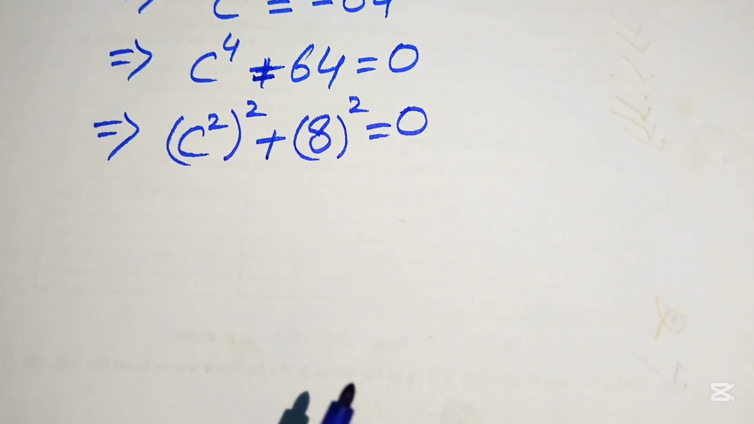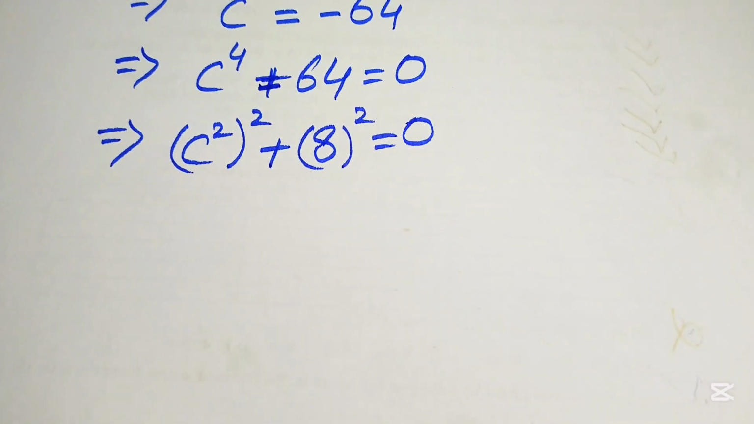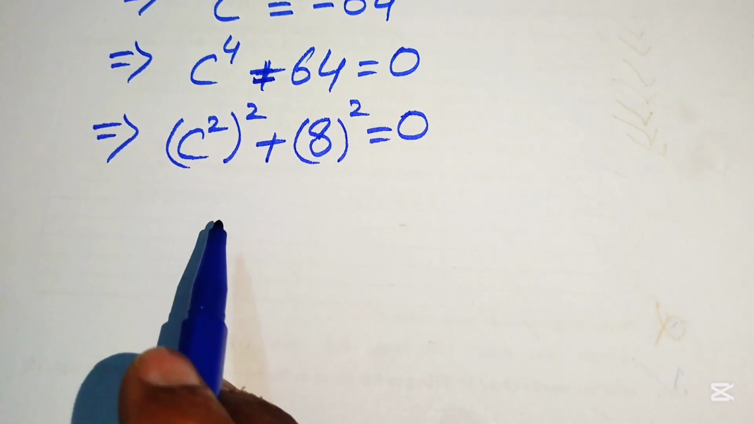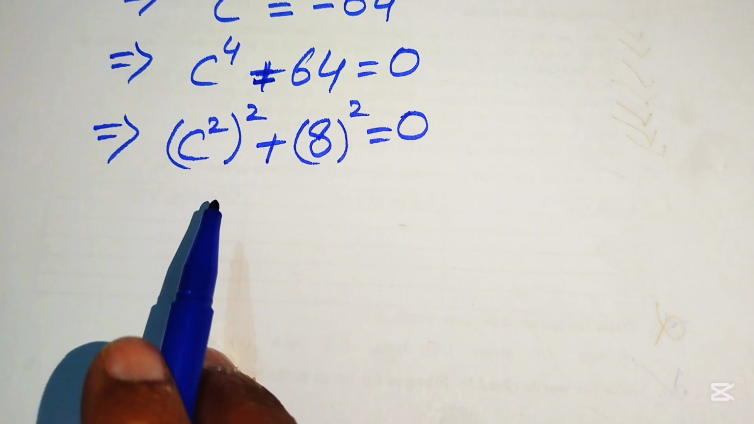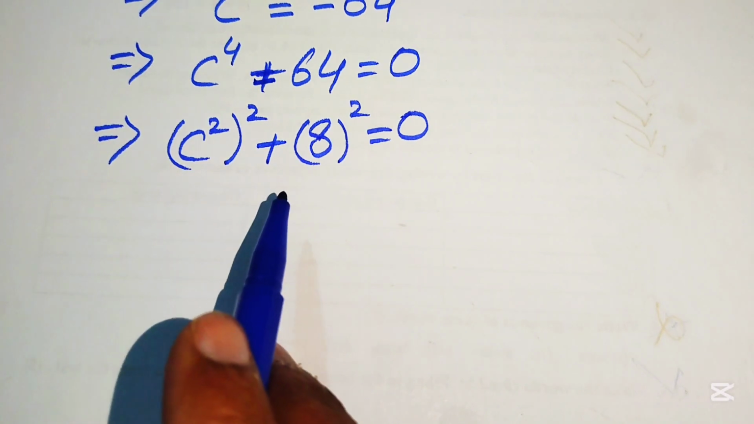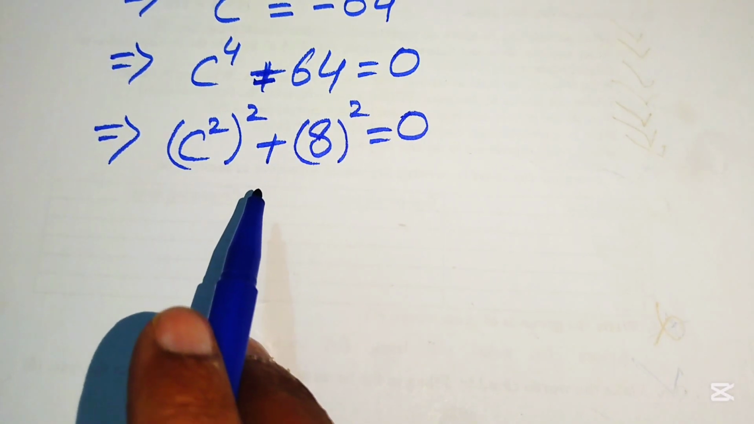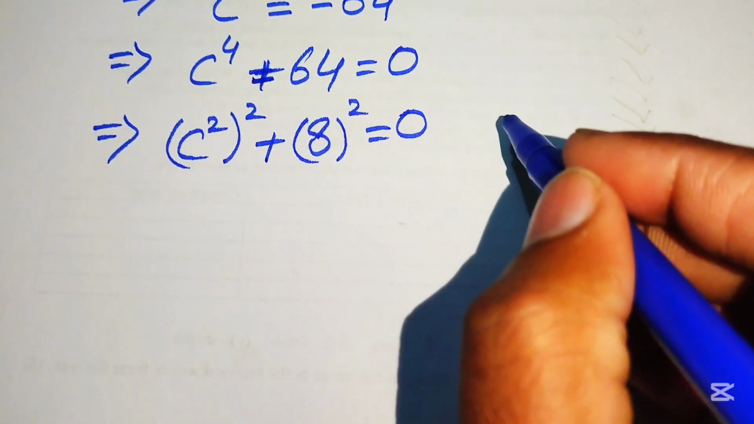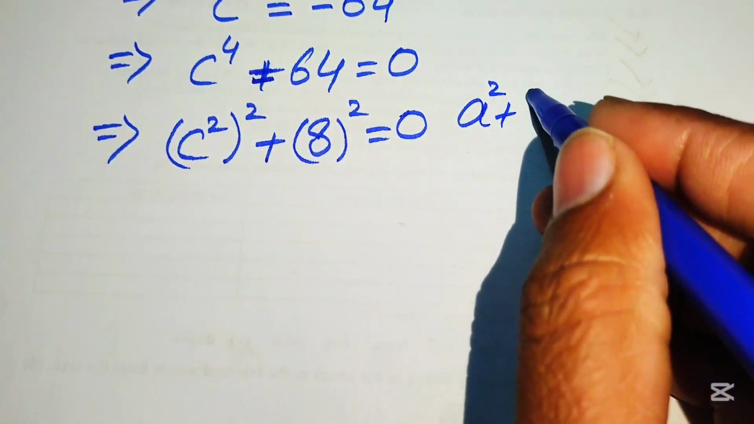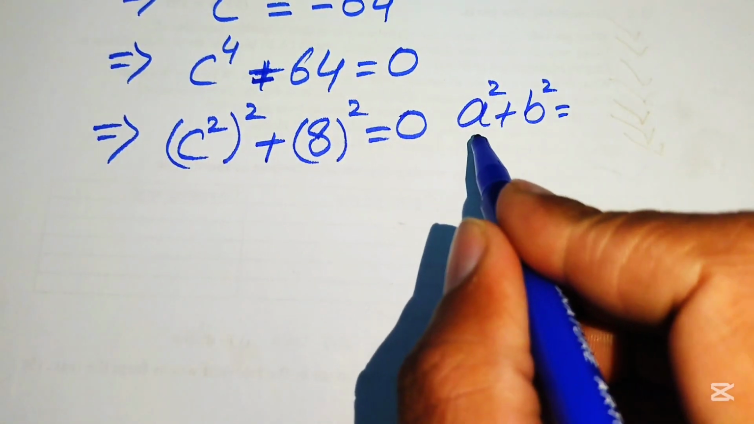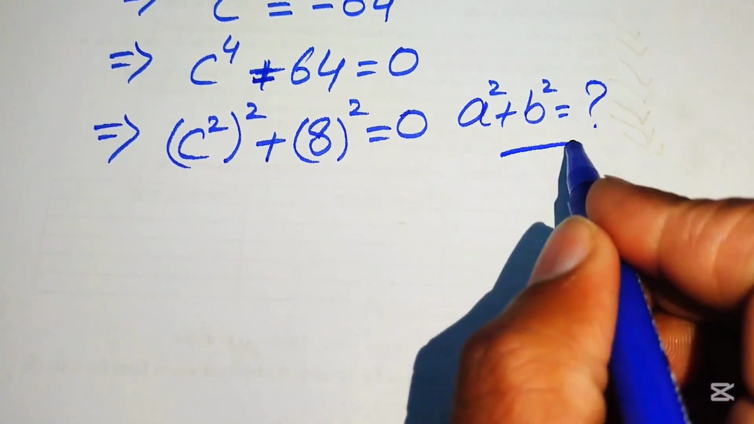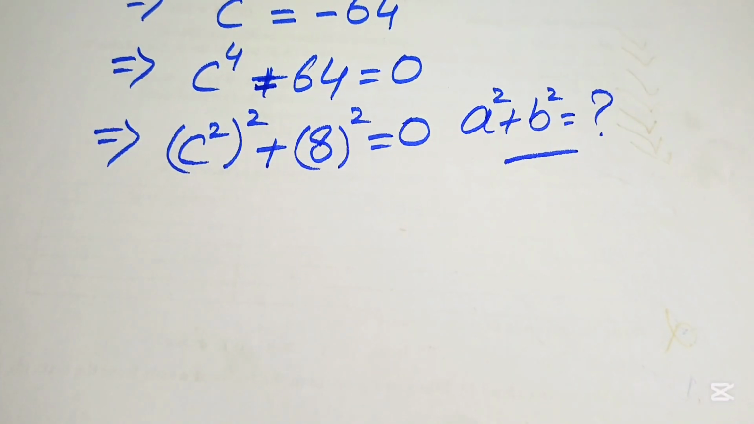After this step, we cannot apply any rule in which you get the square of two terms and their sum. It means that we cannot have any formula in which you get a square and b square. We don't have any formula. So here we have a method to solve this type of problem. We can just apply the completing square method in order to solve this problem.